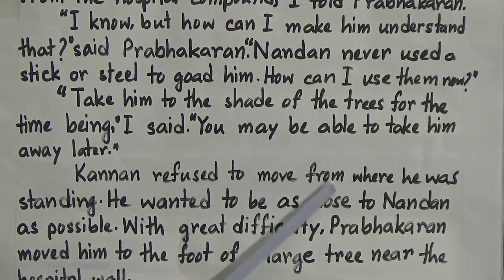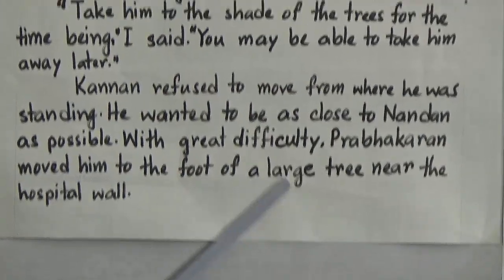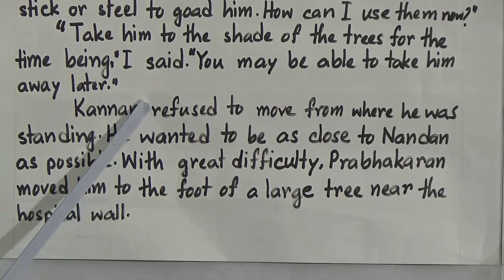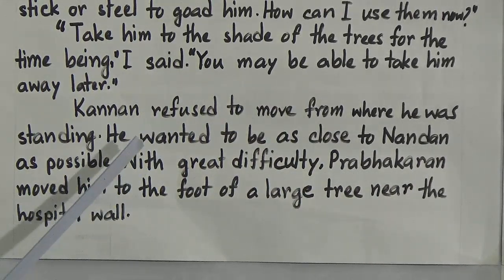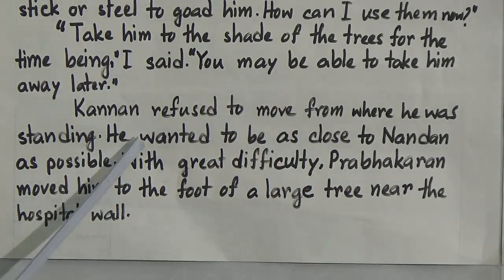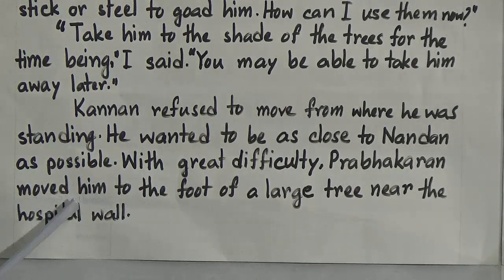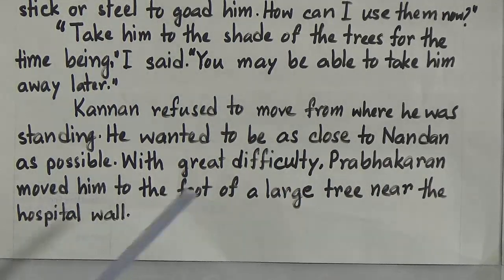Kanan refused to move from where he was standing. He wanted to be as close to Nandan as possible. With great difficulty, Prabhakaran moved him to the foot of a large tree near the hospital wall. But Kanan refused to move from this place because Kanan wanted to be close to Nandan. But after great difficulty, Prabhakaran moved this elephant to a large tree which was near the hospital wall.